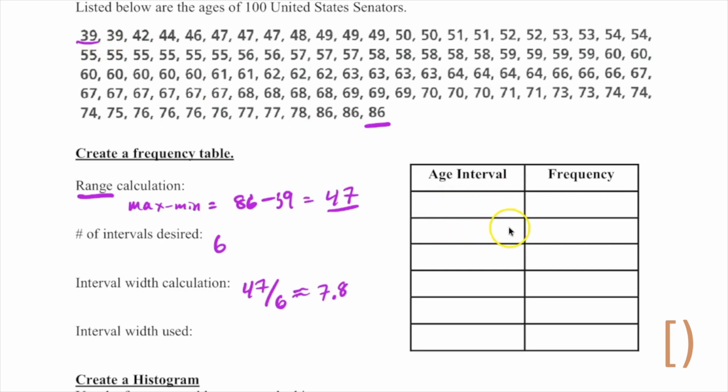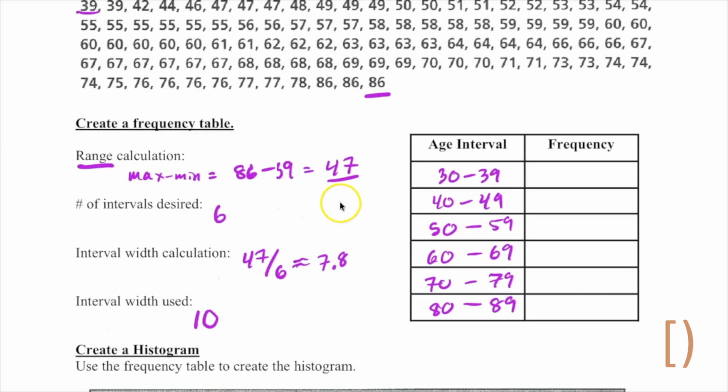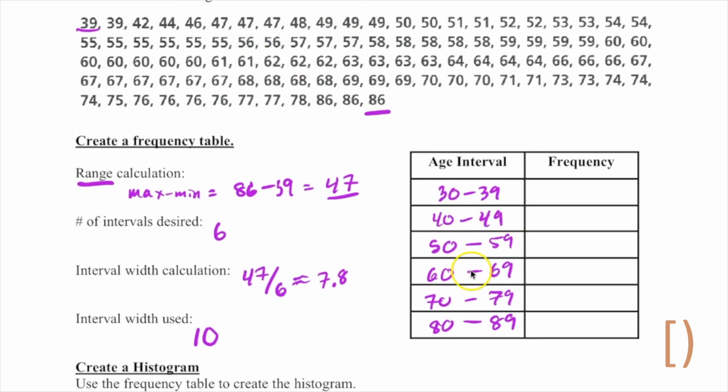But honestly, let's make it a little ugly. Let's just keep it easy, and we're gonna go by every 10. So we'll start like at 30. We'll go to 39. Then let's go 40 to 49, 50 to 59, 60 to 69, 70 to 79, and then 80 to 89. And that would cover all the values there. So that's our interval range.